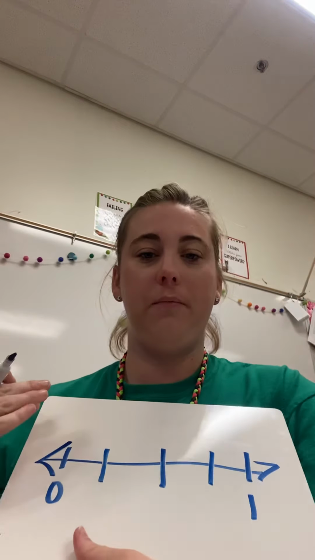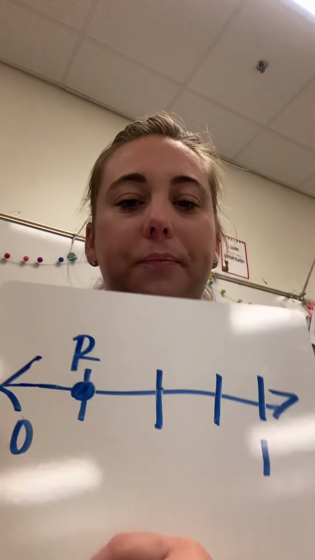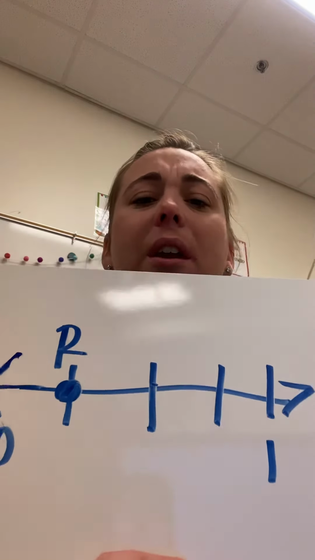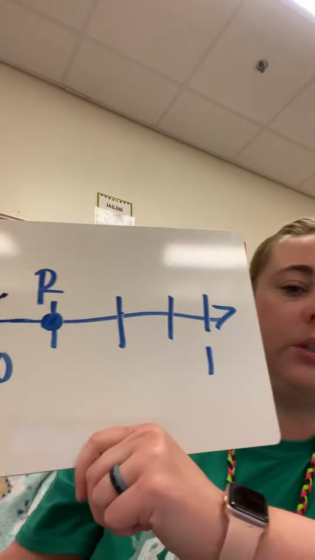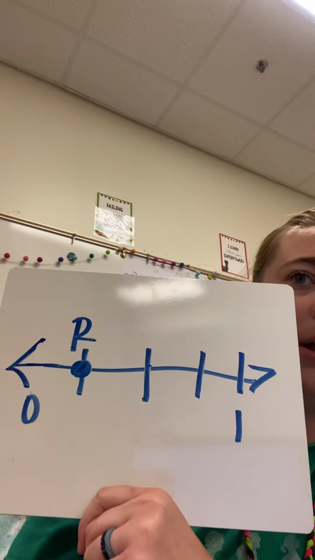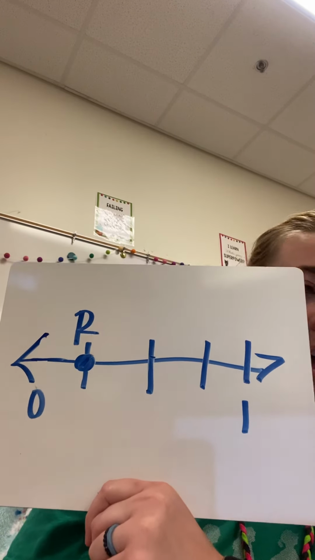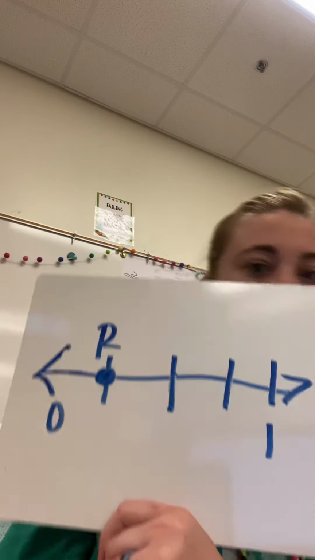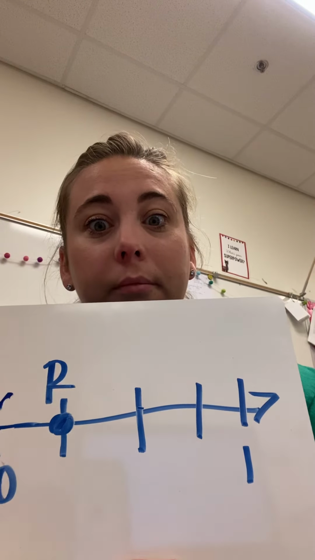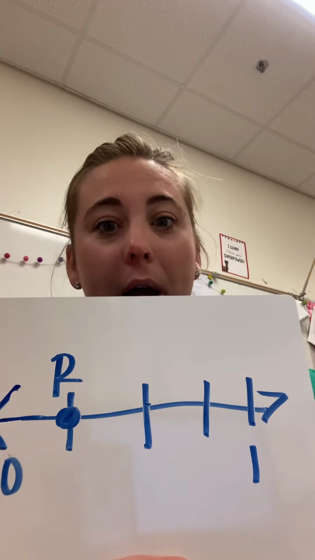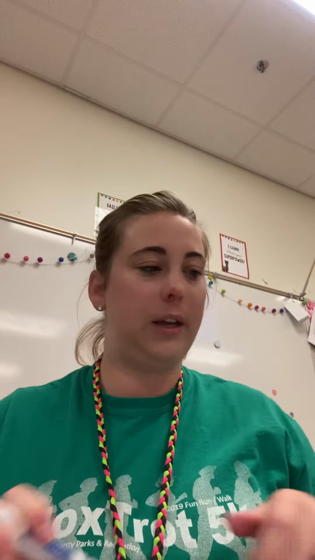So here's my number line that we have, and we know that R is right here. Okay. So how can we solve this? What strategy can we use to figure out where R is on this number line? Y'all know what I'm going to say. That's right. We can use fraction bars. You're right. See, you guys got this.